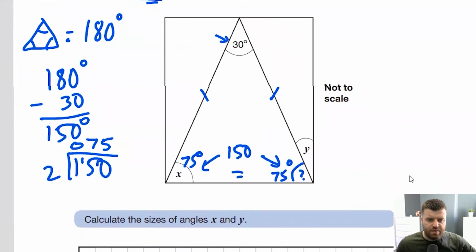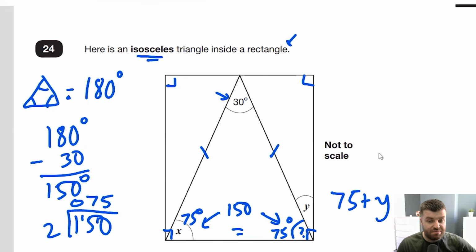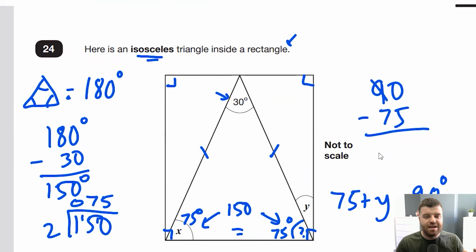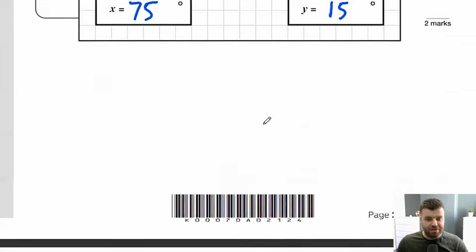What about Y? Well, let's go back to the question. It's inside of a rectangle. That means I know each angle of the rectangle is a 90-degree angle. Well, that means that 75 plus whatever Y is must equal 90 degrees. If we go backwards, we can do 90, take away 75. Again, guys, you might be able to do this in your head, but why would we not just make sure? Let's just write it down, do some exchanging. 5, 8 take away 7 is 1, 15 degrees left over. The answer to Y is 15 degrees. Both angles needed for both marks.